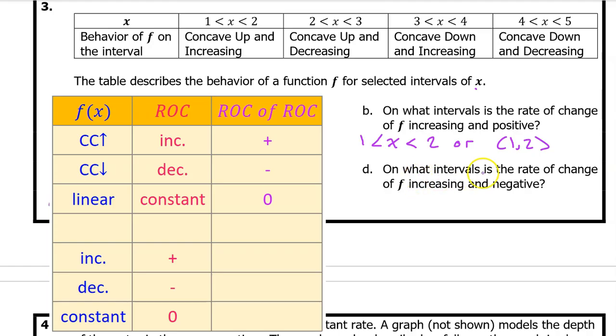Part D, on what intervals is the rate of change of f increasing and negative? If the rate of change is increasing, then f is concave up. So we are looking for where f is concave up. And if the rate of change is negative, that means that f itself is decreasing. So on what interval is f concave up and decreasing? Well, that's the interval from 2 to 3. Kabam!